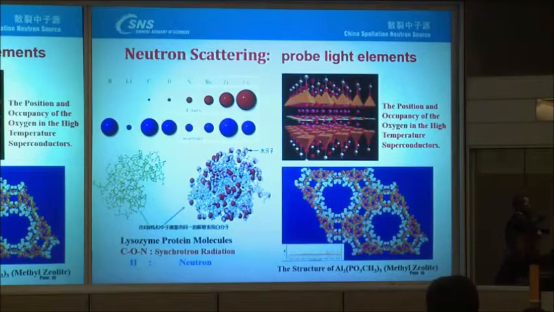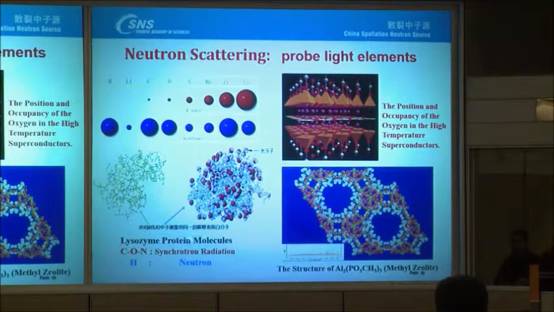Neutron scattering could probe light elements. You can see this plot. This is the cross-section to the X-rays for different elements. This is the cross-section to the neutrons. So for the light elements, neutron scattering has a much larger cross-section and could provide more detailed structure.